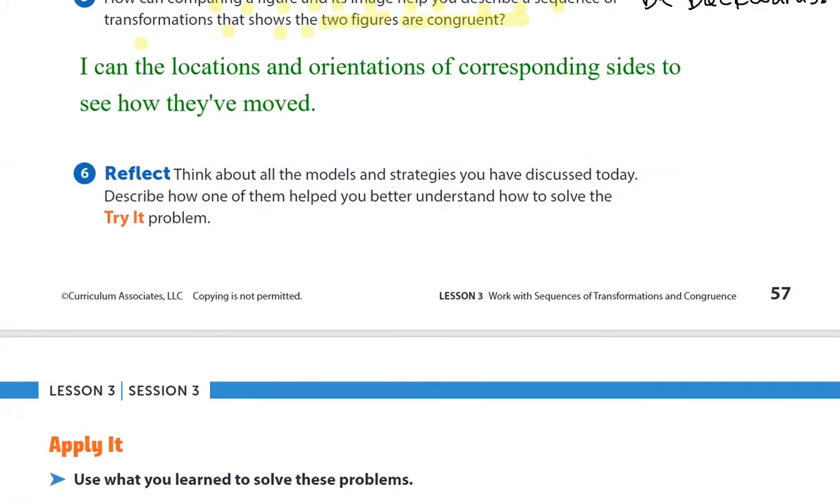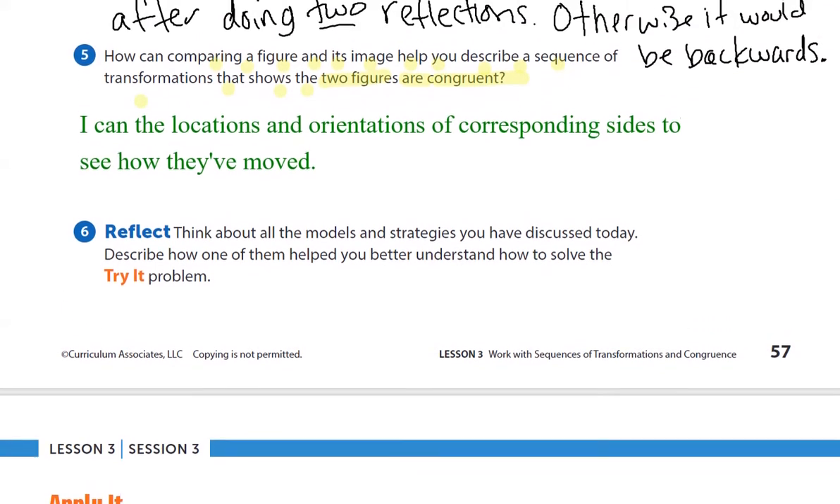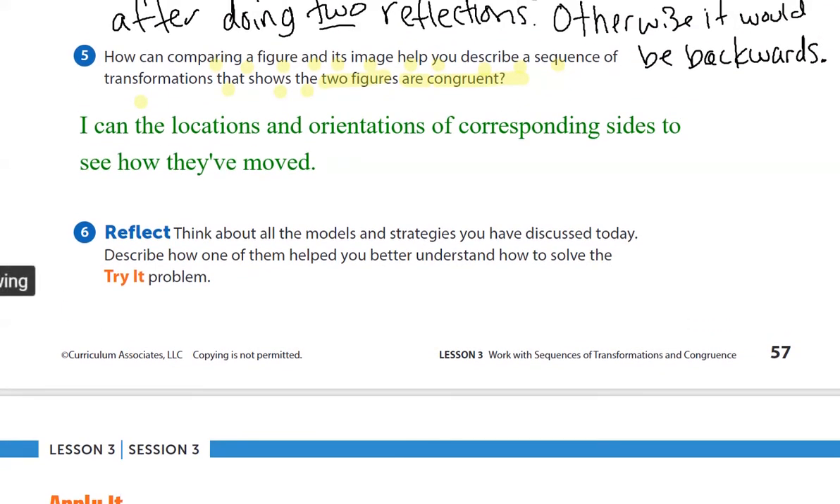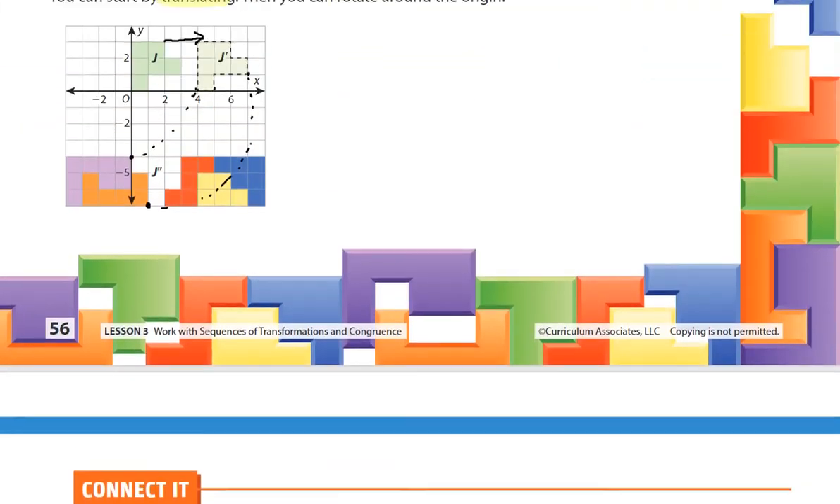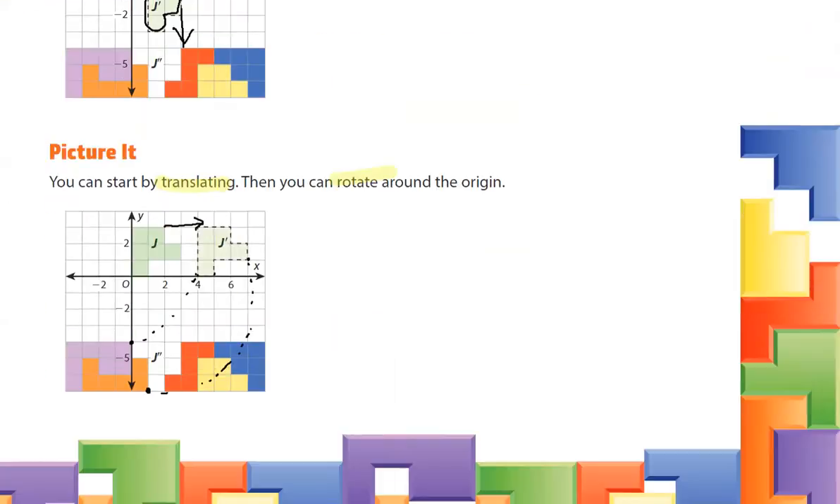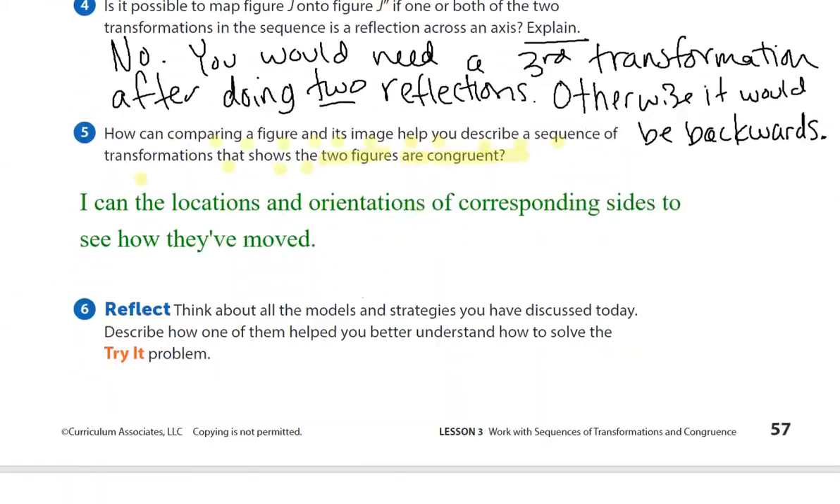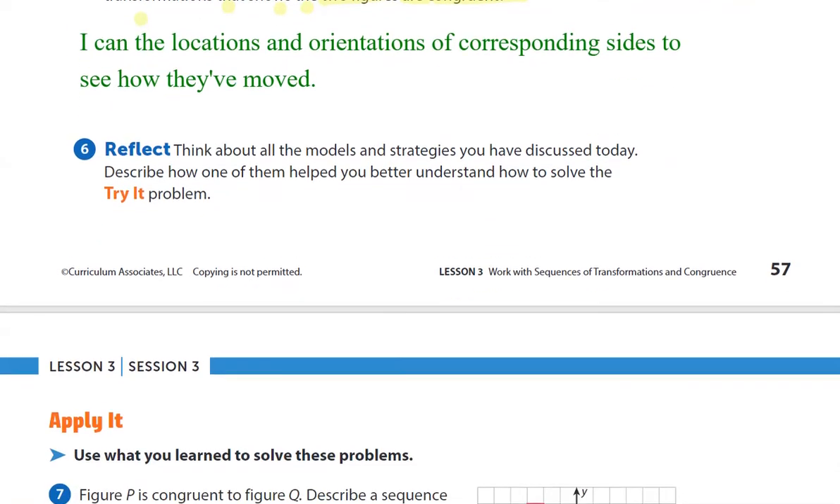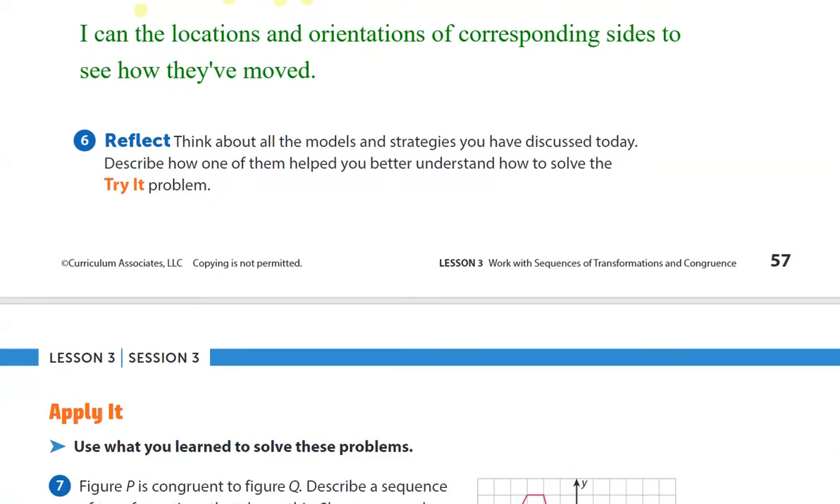Okay, and this one is for you to do. I want you to think about the two different ways that they showed us. Really anything in this lesson, what helped you most understand how to solve this try-it problem? Which part of this best helped you understand how to solve the original try-it up there? So go ahead and pause, answer number 6 for me, and then unpause when you're ready to do our practice problems together. Ready?